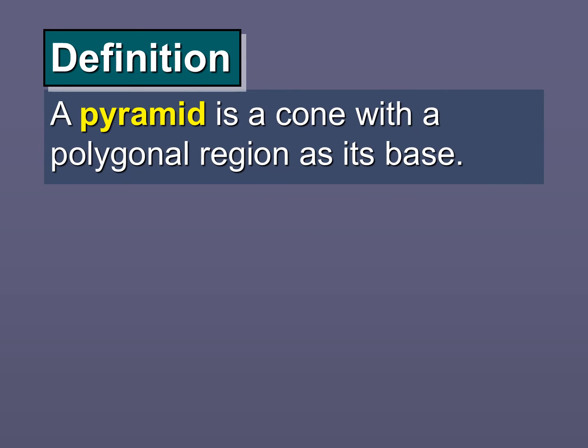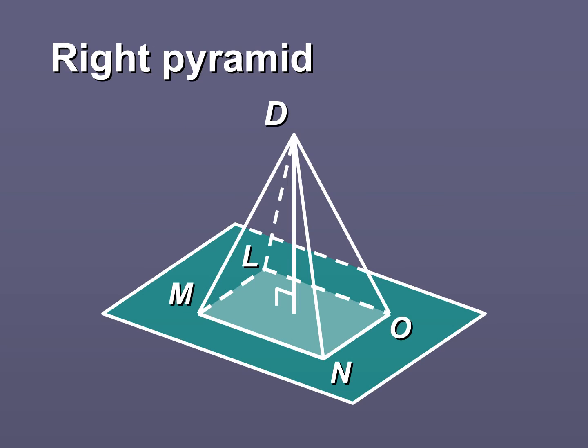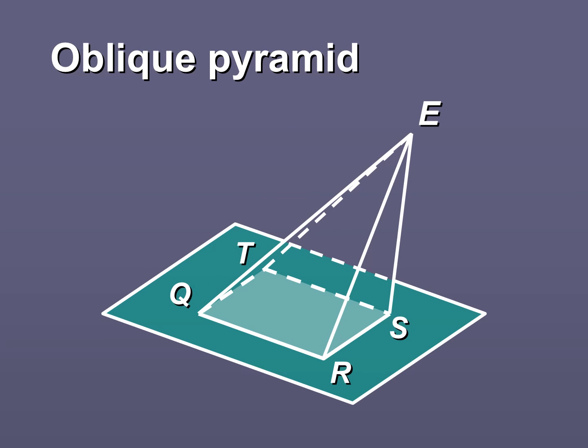Then we have what's called a pyramid. A pyramid is a type of cone, and this cone has a polygonal region as its base. This is what we would call a right pyramid because it makes a 90-degree angle, versus an oblique pyramid that doesn't have a right angle.